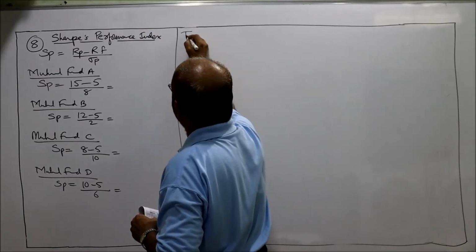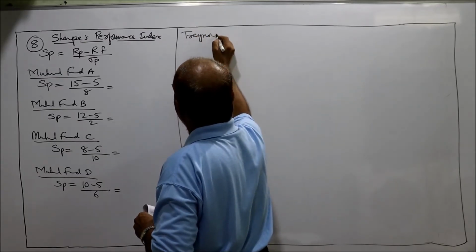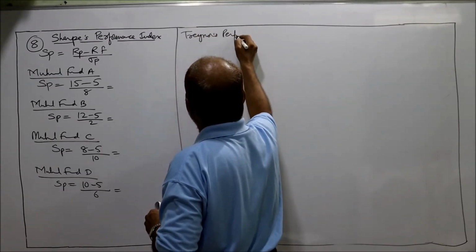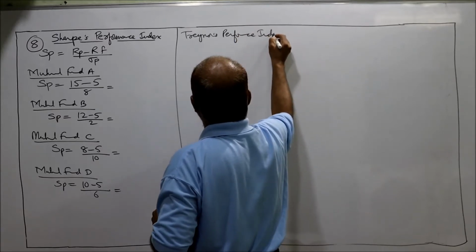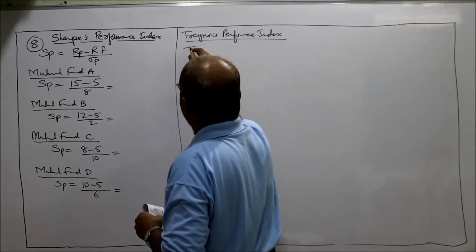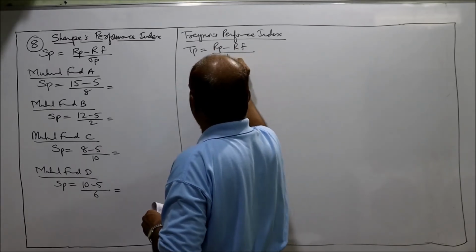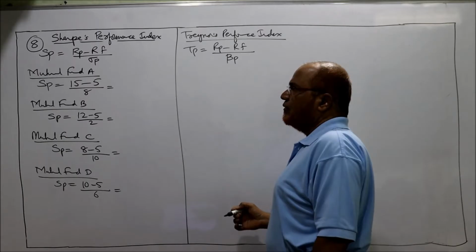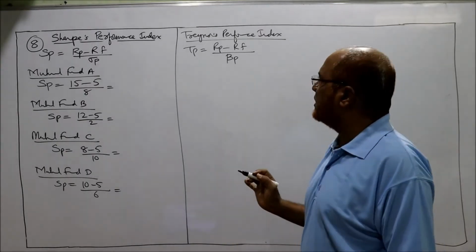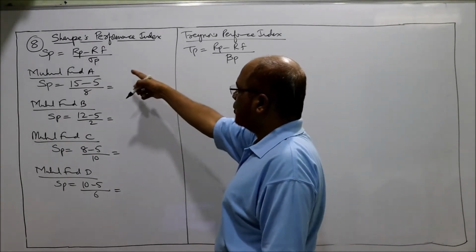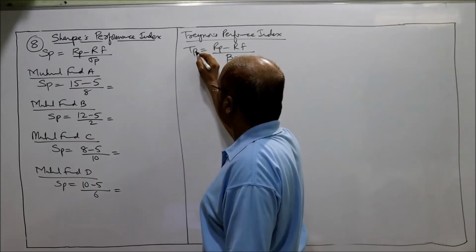Now we'll apply Trainer's. Trainer's performance index. The formula TP is equal to RP minus RF divided by beta P. Denominator will change. The numerator, reward, will remain the same. Here total risk, here only market risk.